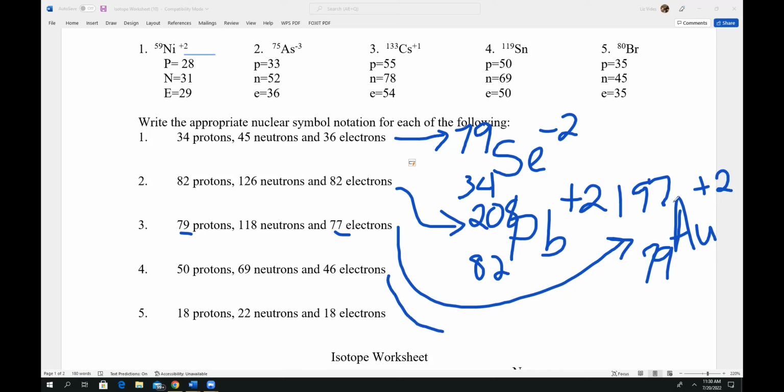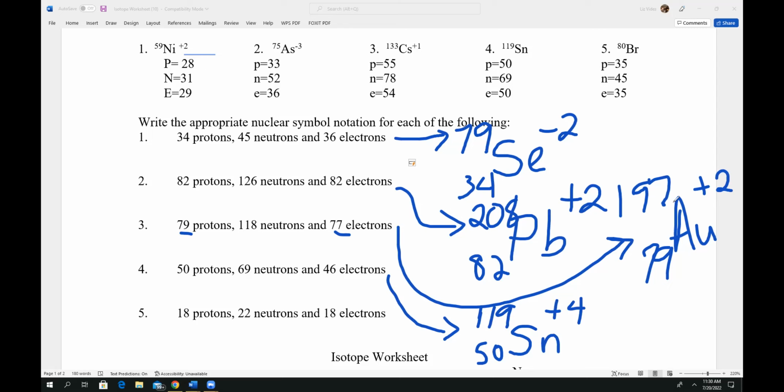This one's going to be for tin right here. I recognize it because it's 50. Okay, so this is 50 right here. And this is 119, I think, right there, right? 119. And then you have 46 electrons, which means you have lost 4.